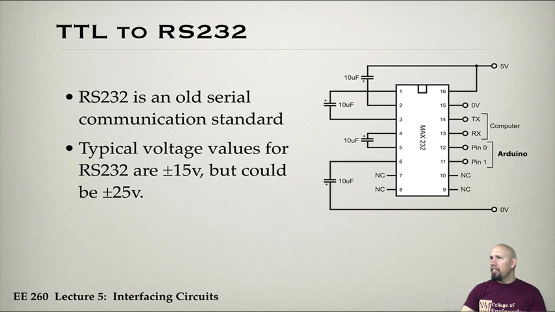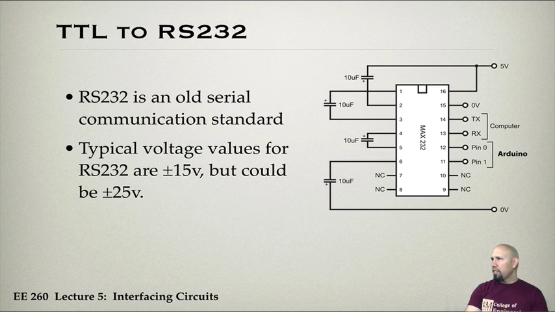Another digital interfacing that's needed is TTL to RS-232. RS-232 is an old serial communication standard, but it's still used quite a lot. Typical voltage values for RS-232 are plus and minus 15 volts, but they could be as high as 25 volts. And it's not uncommon to see plus and minus 9 volts.